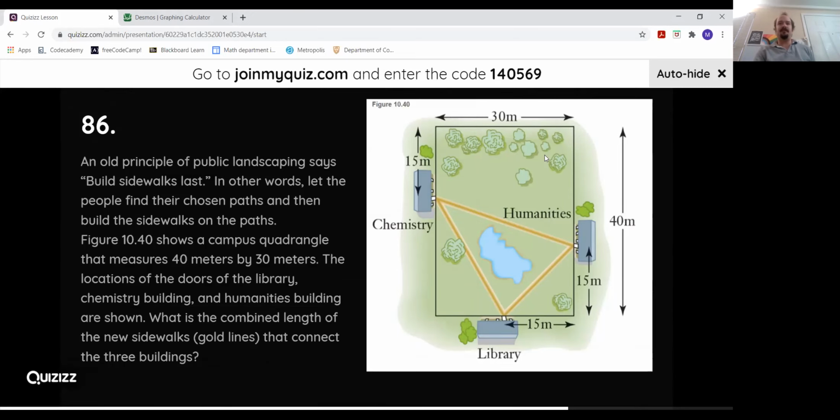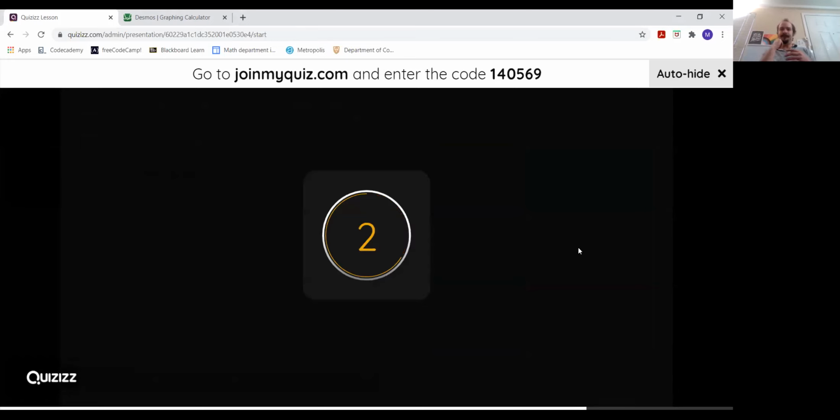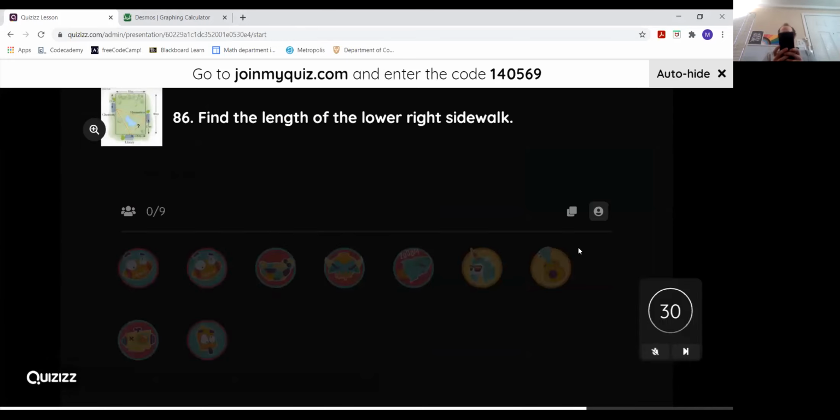And we're almost done. There are just 3 more. For this one, we want to find the lengths of each one of these sidewalks. They say build sidewalks last. In other words, you let people choose their paths, and then you pave the sidewalk over where they walk. The first thing is this bottom right one. I believe we're using Pythagorean to find it. So I'm going to skip ahead. Figure out that thing, and round it to 2 decimal places.